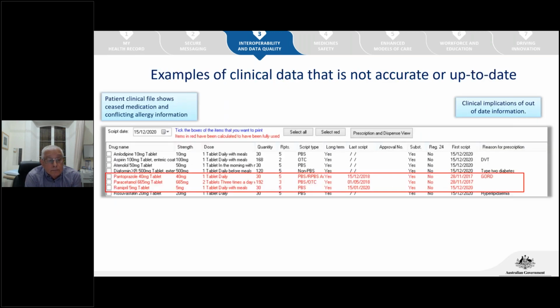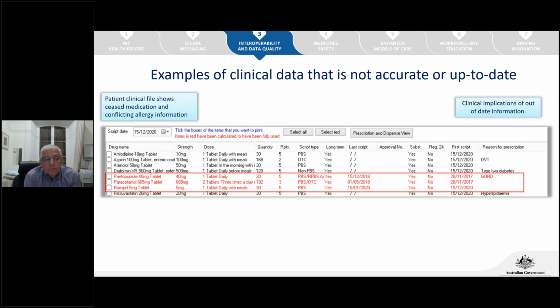So considering Mr. Harding's profile, you can see here information showing old scripts that are marked in red. Now, these are either no longer used or they've been ceased. However, you can see they're still sitting in his clinical file and listed as current medications. These really should be moved to past prescriptions. But what's the problem with that?